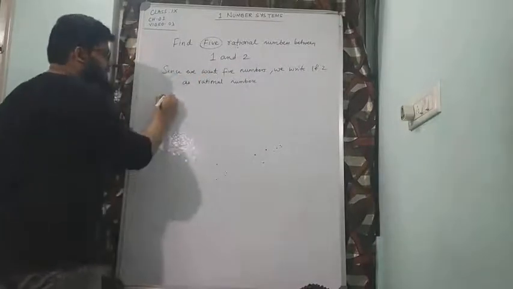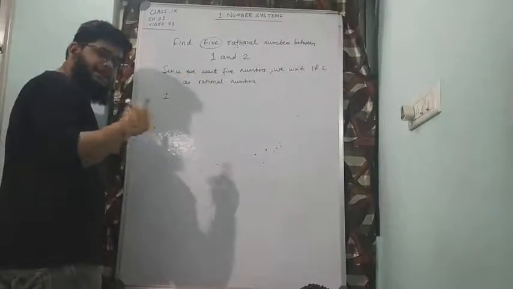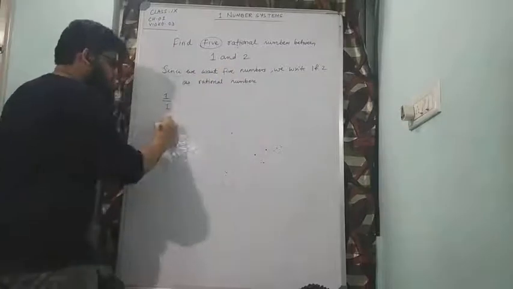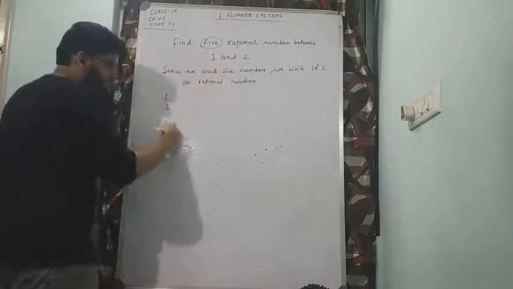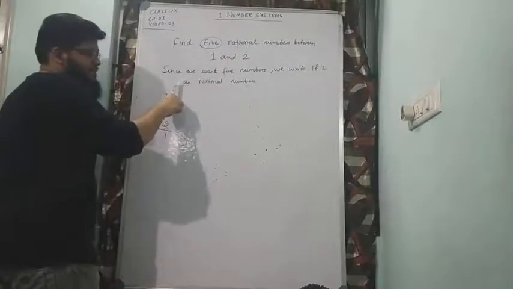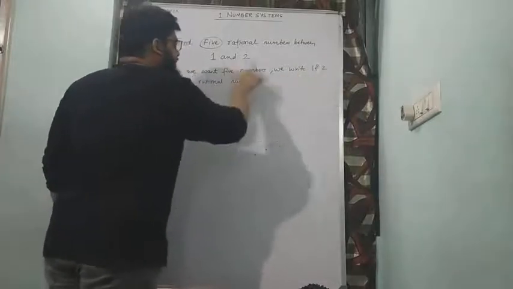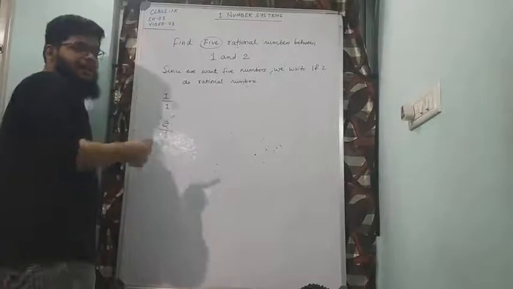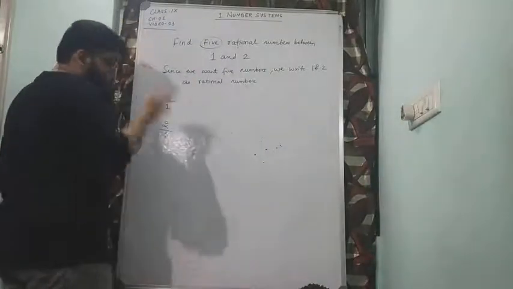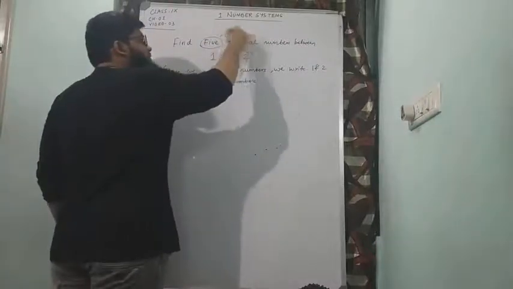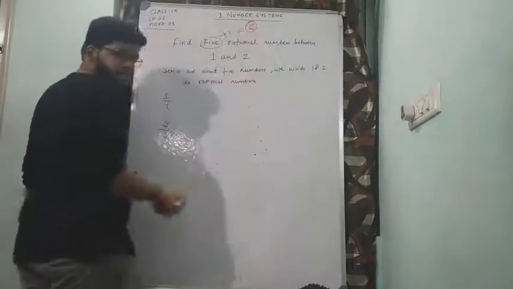How do we write that? I have only 1. How can we write 1 as a rational number? Just by writing 1 by 1. And I have 2. How do I write 2 as a rational number? 2 by 1. We want 5 numbers. The first step is to write 1 and 2 as rational numbers, and we know how to write rational numbers. And now what we should do is add 1 to this number. So 5 plus 1 will become 6.